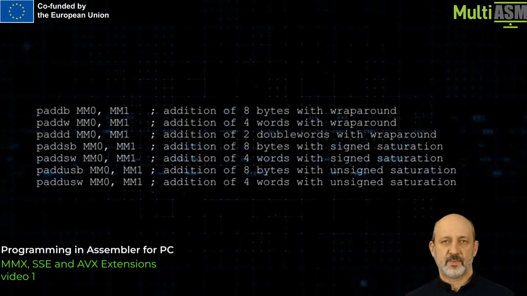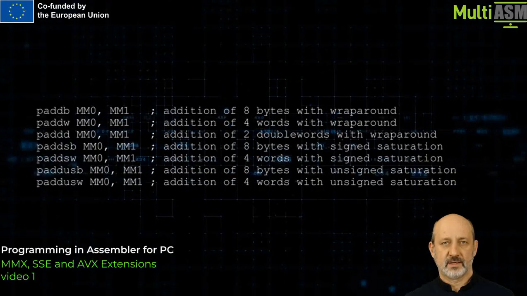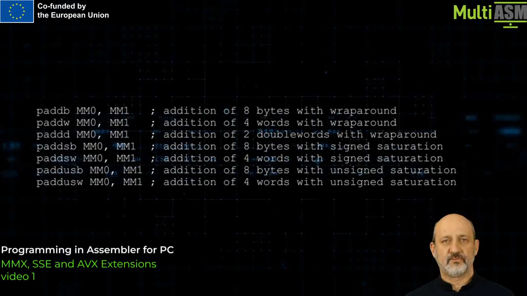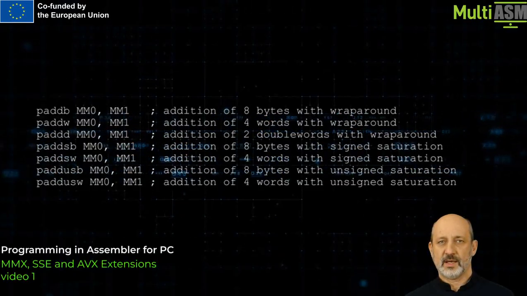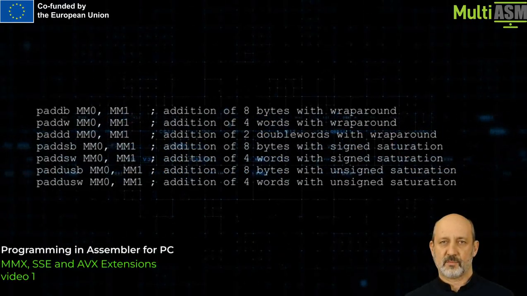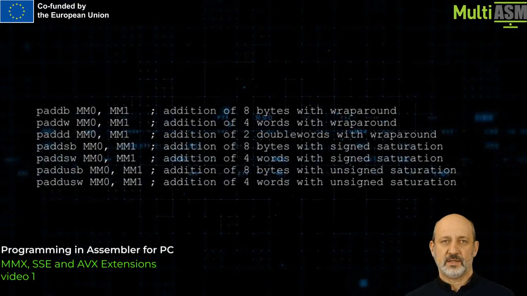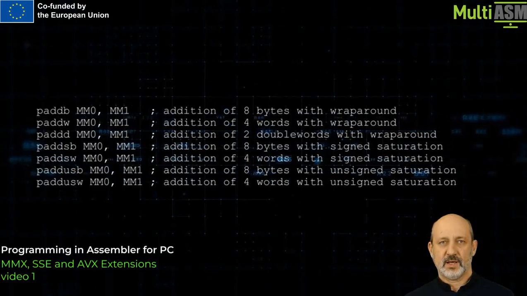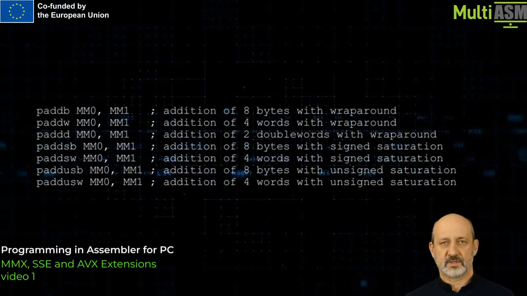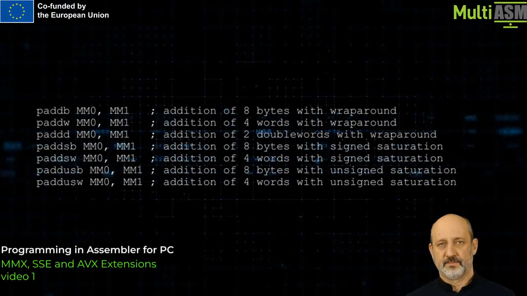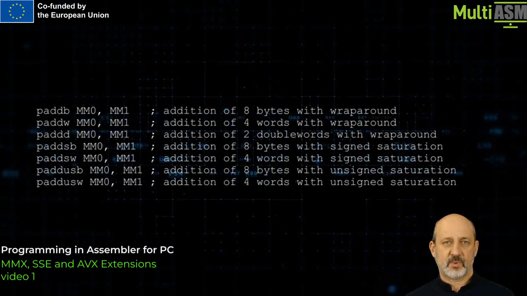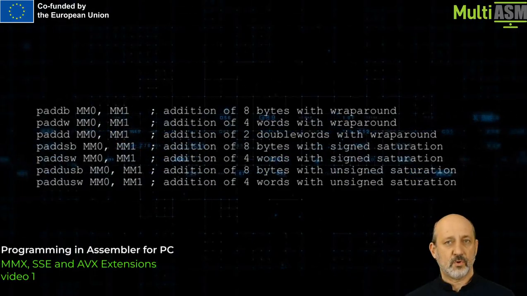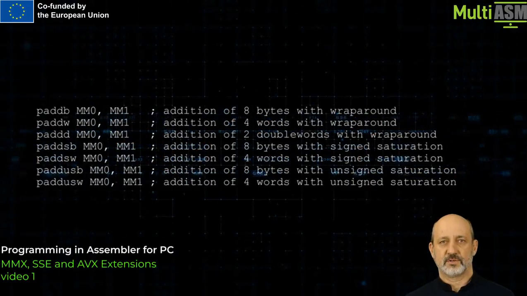PADDB is packed addition of 8 bytes with wraparound. PADDW is addition of 4 words, and PADDD 2 double words with wraparound. PADDSB is packed addition of 8 bytes, and PADDSW 4 words with signed saturation. PADDUSB is packed addition of 8 bytes, and PADDUSW 4 words with unsigned saturation.